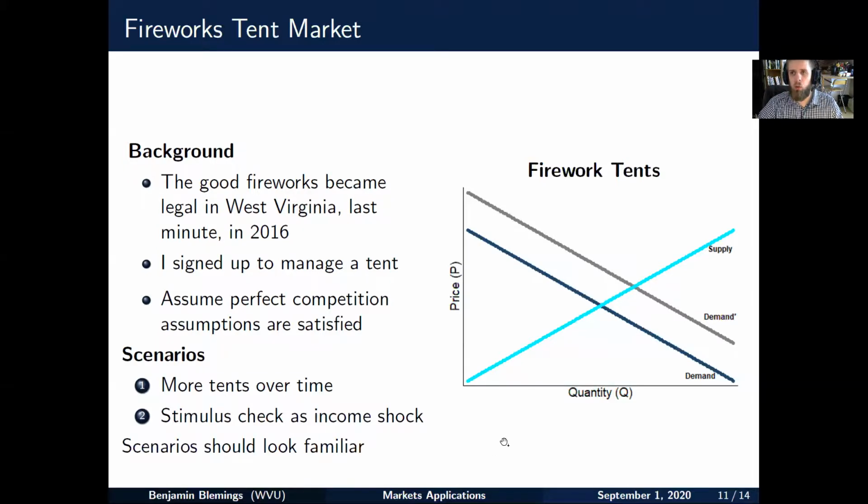So these scenarios should look familiar to you. Hopefully you've seen them in Econ 201, but we'll have practice with them in this unit as well, in the homeworks also.